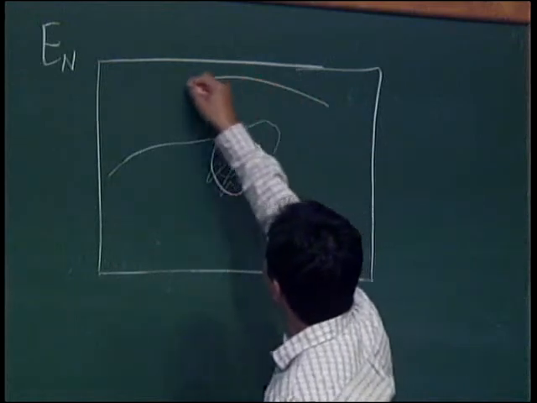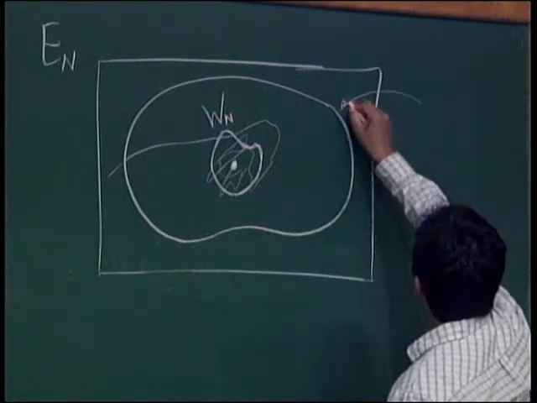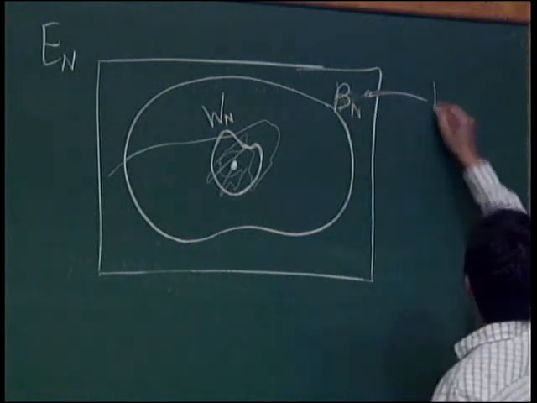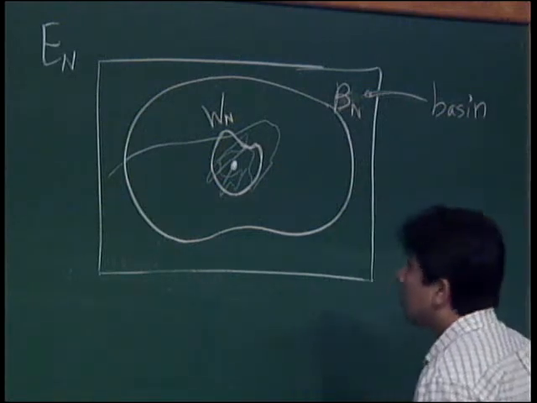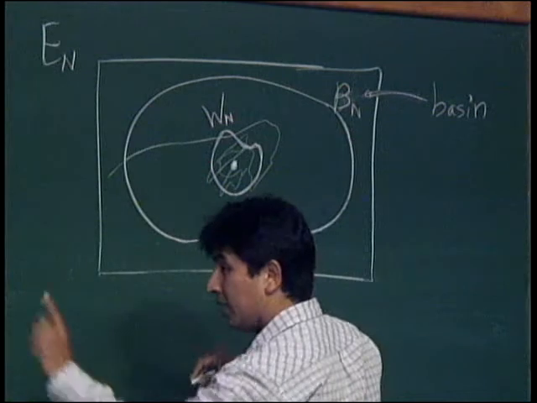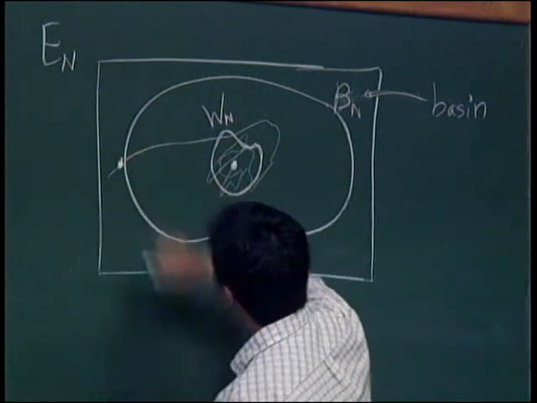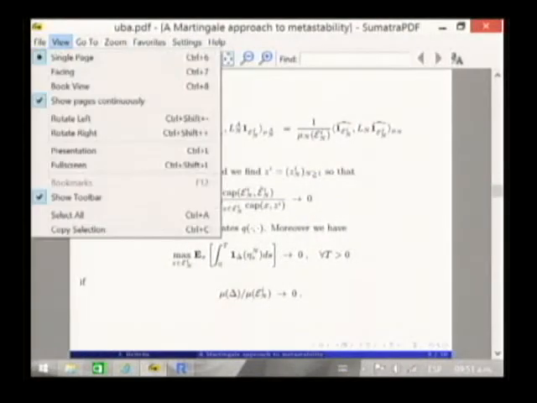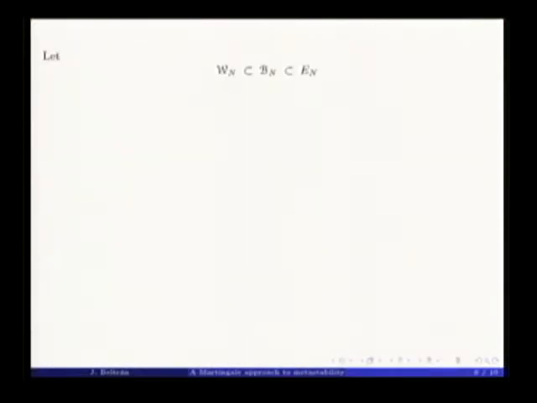So here there is another subset that we call, let me put the name here, the basin. And once I have fixed my basin, I define my escaping time according to this basin. Okay. Yes, so you have a well, and you have a basin, and this basin defines your escaping time.